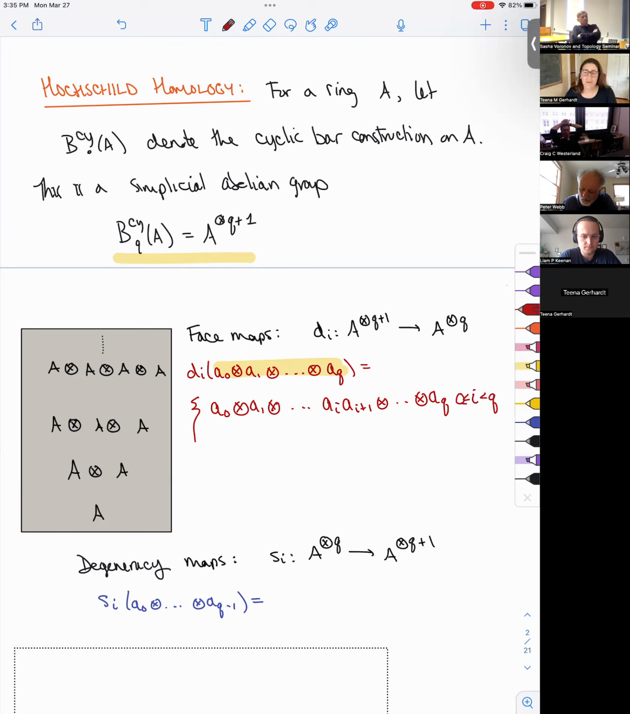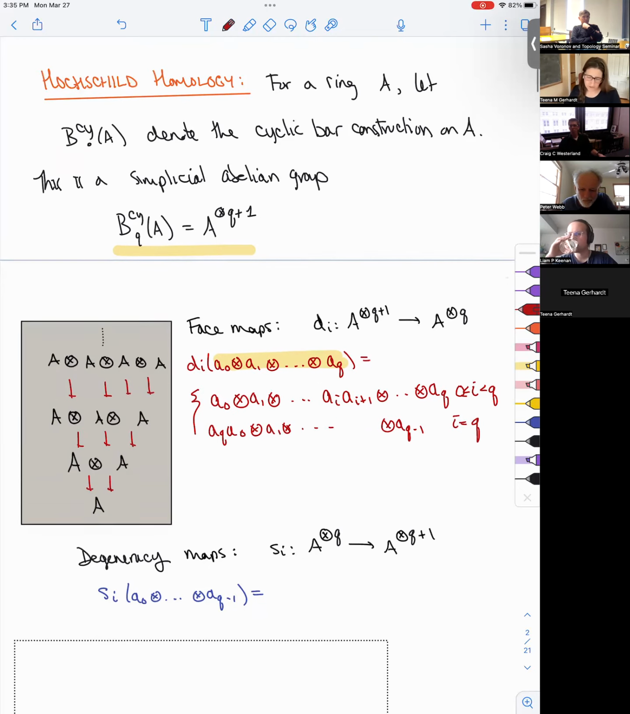It doesn't make sense for the last face map, because there's nothing to the right of A_q to multiply it with. So the last face map is a bit different. It takes that last coordinate, wraps it around to the front, and then multiplies. So I get A_q A_0 tensor A_1 through A_{q-1} when i is equal to q. If I put these maps into my diagram, I have face maps like so.